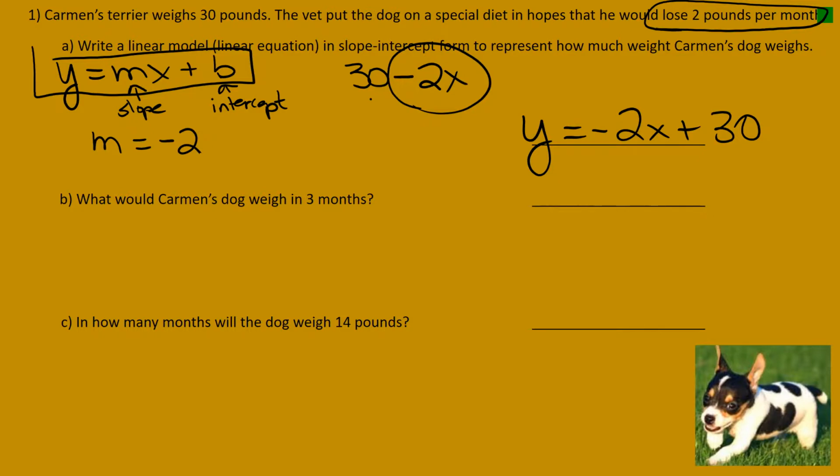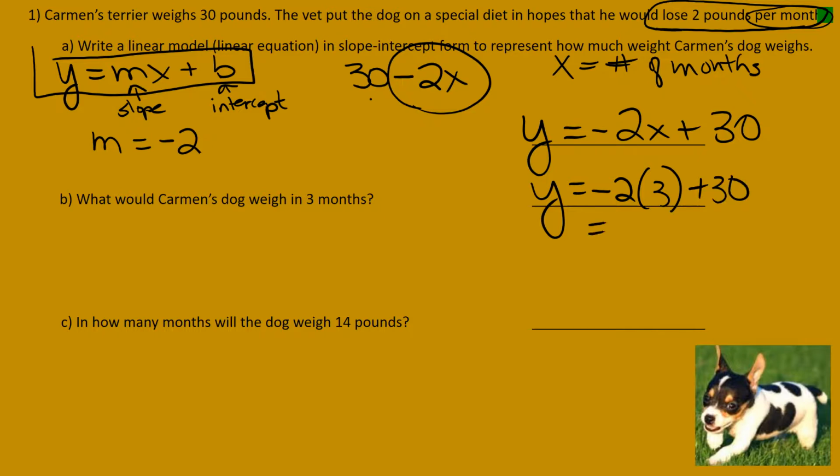How much would Carmen's dog weigh in 3 months? Well, months was my variable. So what I didn't know is the number of months. So what would Carmen's dog weigh in 3 months? I have y equals -2 times 3 plus 30. So I get -6 plus 30, which gives me 24 pounds. So in 3 months, that dog will weigh 24 pounds because it's going to lose 2 pounds for every 1 month.